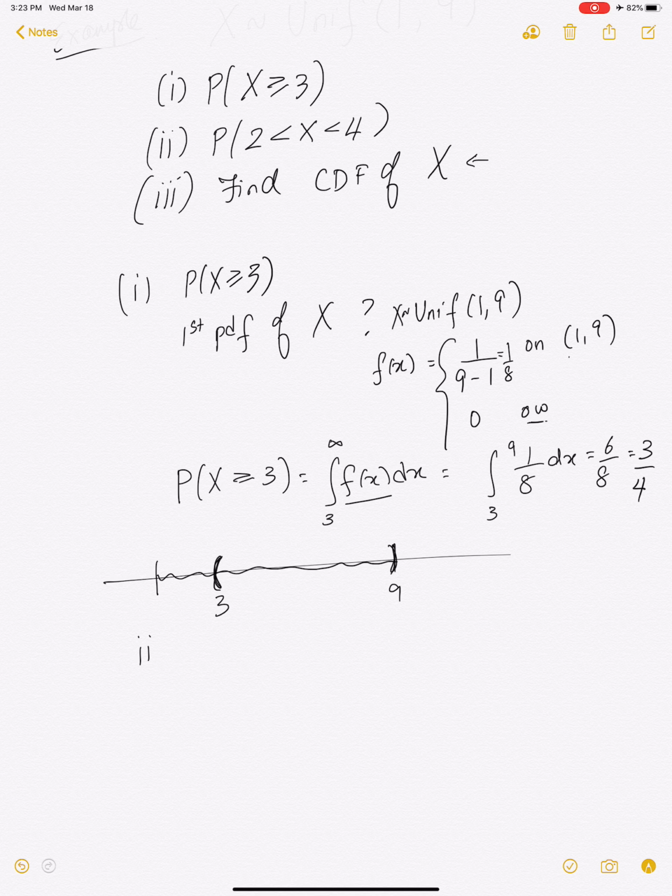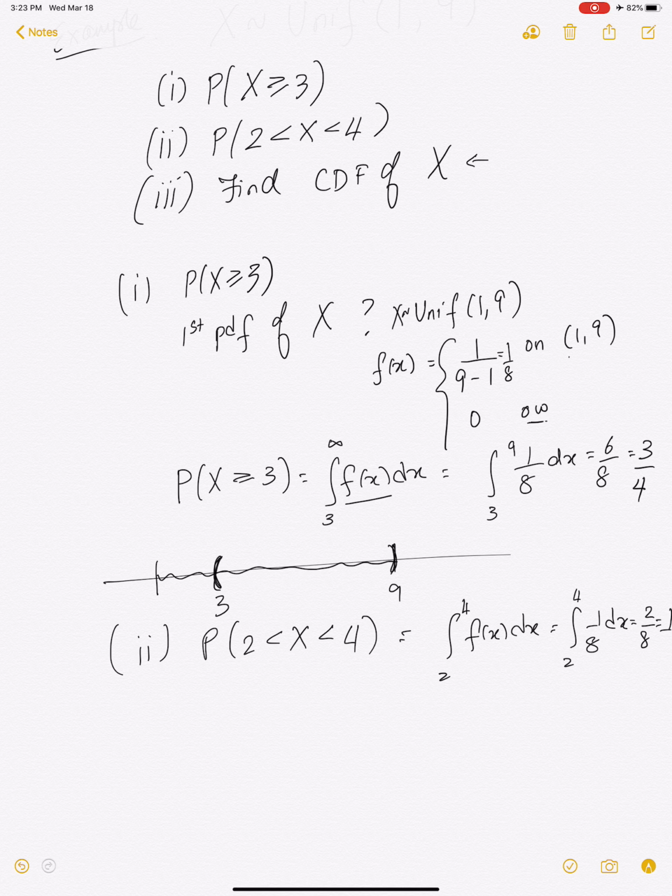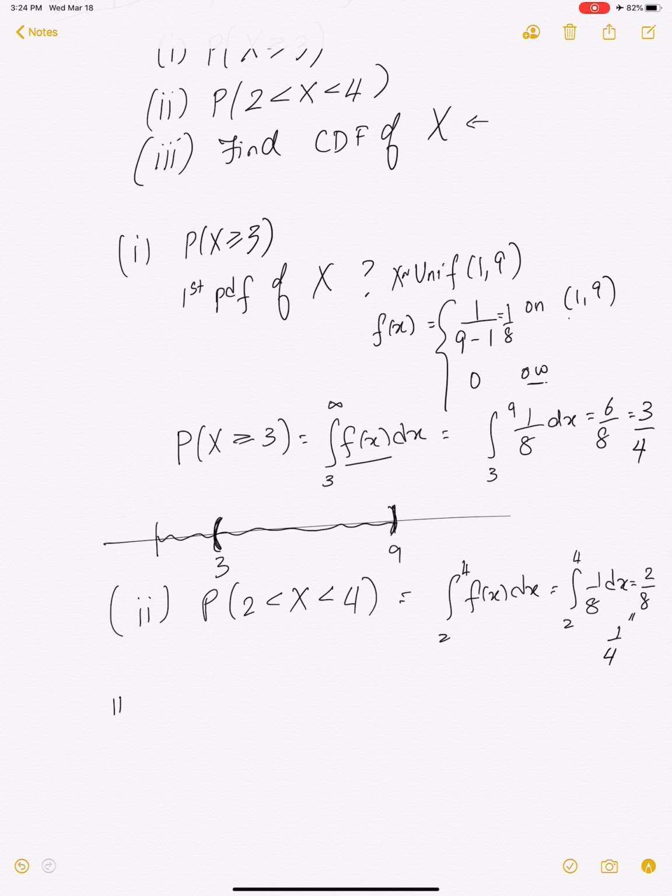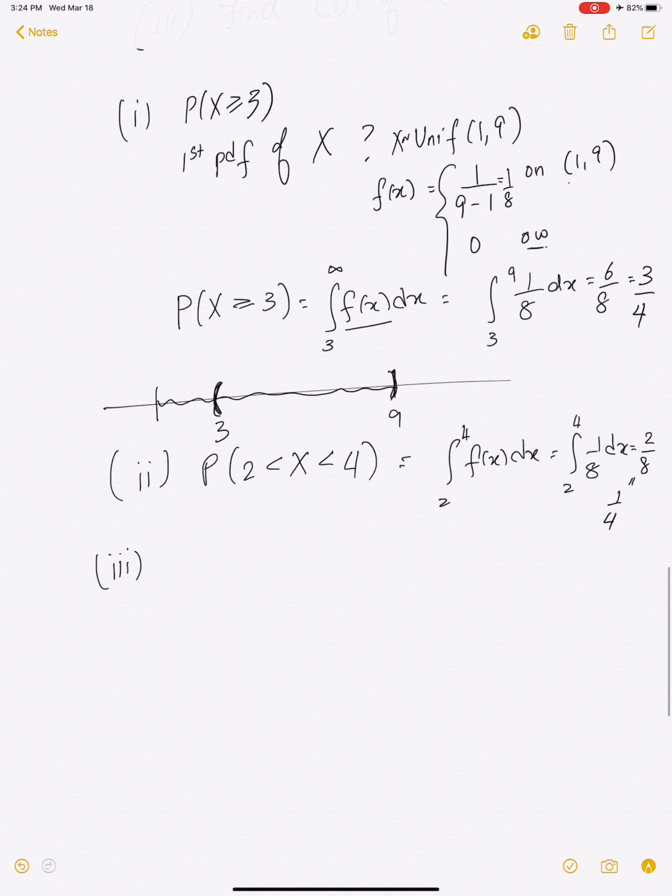And then ask the question, what's the probability x is between 2 and 4? Same thing. Integrate from 2 to 4 the density of x, and the density is non-zero on 2 to 4, so you don't need to do any adjustments. It's just 2 to 4, 1/8 dx, so it's (4 minus 2) over 8, or 2 over 8, or 1/4. And lastly, let's find the CDF of x.